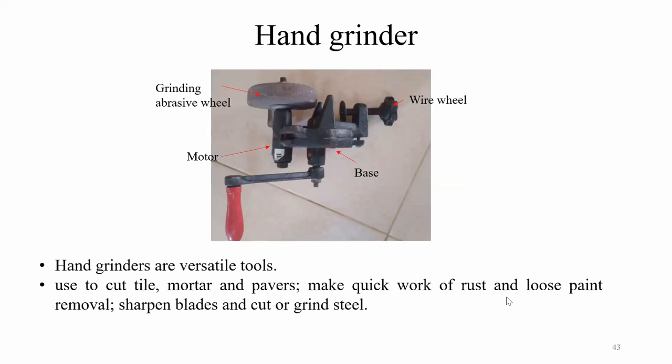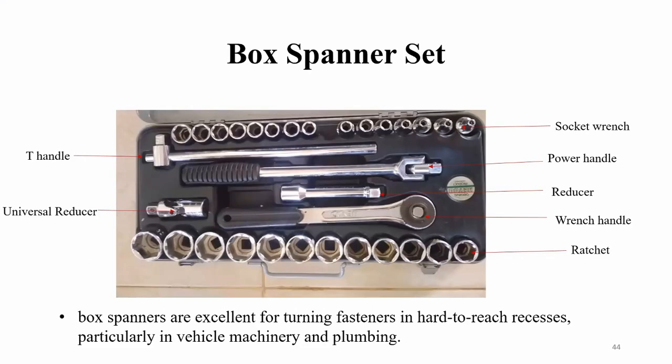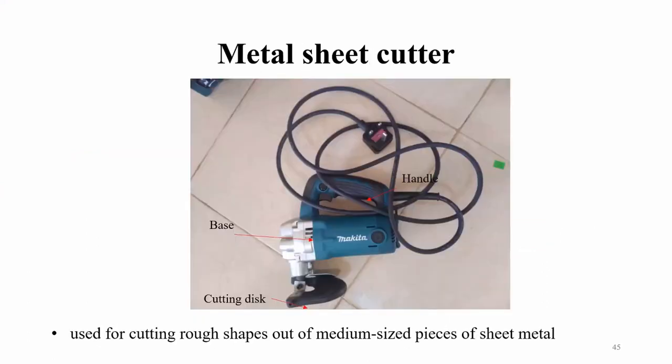Then the other one is hand grinders. This one normally used for sharpening purpose. Sharpen the blades and cut the grind steel. Then the other one is box spanners. This one is having number of socket wrench and ratchets with different sizes. So based on the size of nuts, we can choose the ratchet and socket, and we can utilize to joint. Then the other tool is metal sheet cutter, and this one is normally utilized to cut the metals in thin or in a sheet form.